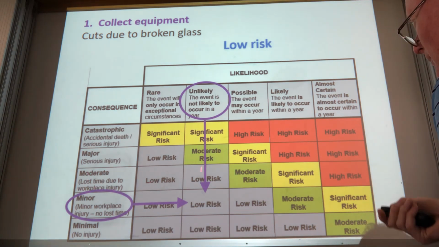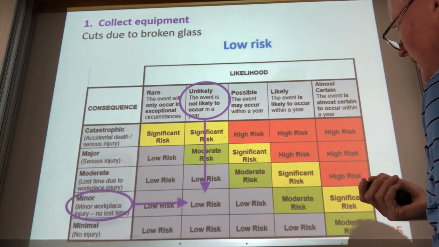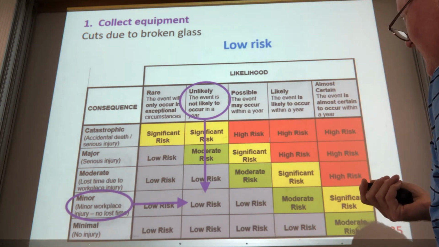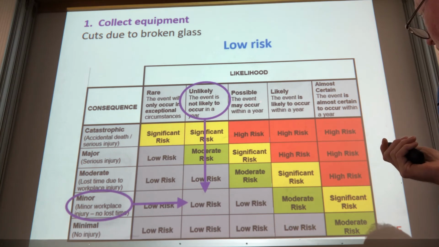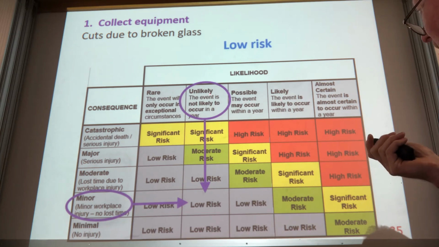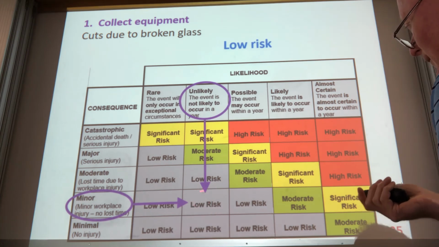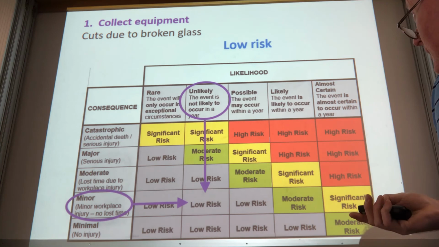How likely is this to happen? I can't remember when the last time I had a cut due to broken glass in my class was. Certainly not in the last year or so. So, probably not likely to occur in a year. So most definitely, those two lines make it low risk.